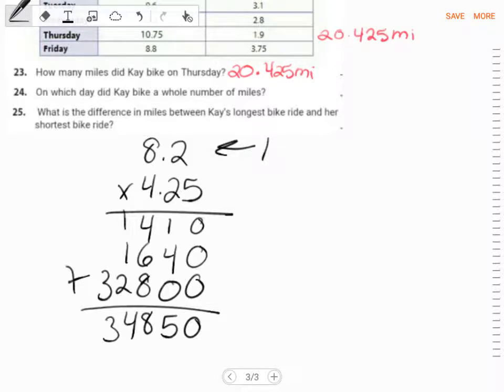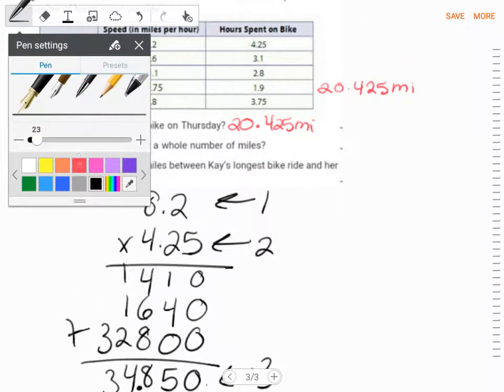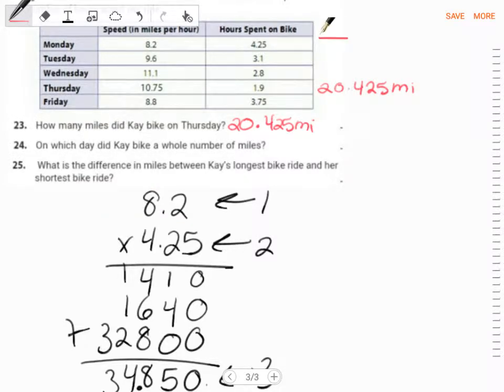Notice here we have 1 decimal place. Here we have 2 decimal places. So down here we need to be looking at 3 decimal places. So count from the end: 1, 2, 3. Decimal's going to have to go here. So on Monday, she biked 34.85 miles. Let me change my color here. 34.85 miles. All right.